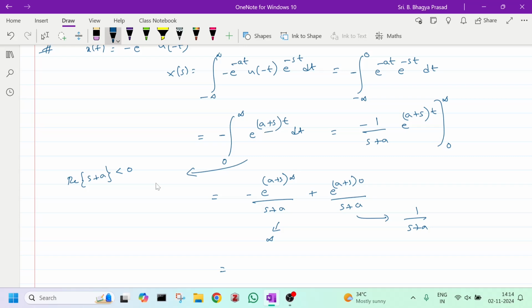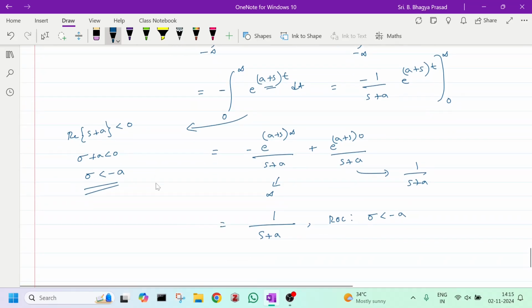Okay, the real part of s plus a, this is the important term you have to consider. This value should be negative. Real part of s plus a should be negative, that is, sigma plus a should be negative. So sigma should be less than minus a. So this is the ROC for the existence of X(s) for the given signal, minus e power minus at u of minus t. So your answer will be 1 by s plus a, with ROC sigma less than minus a.